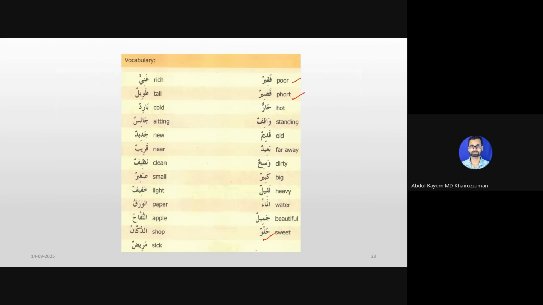Hulvun, sweet. Ghaniyun, rich. Tawilun, tall. Al-waraku, paper. Dukkanu, ad-dukkanu means shop. Maridun, sick. Okay, so this will end the lesson.